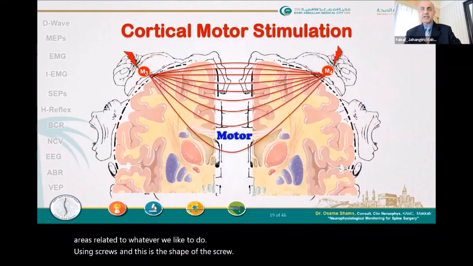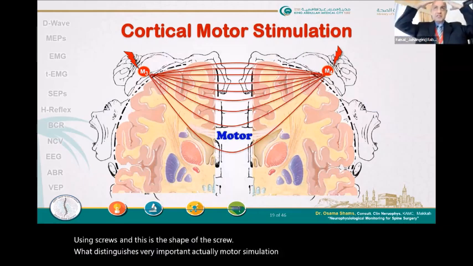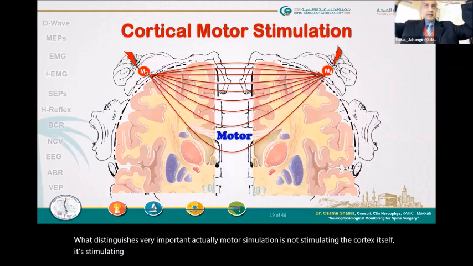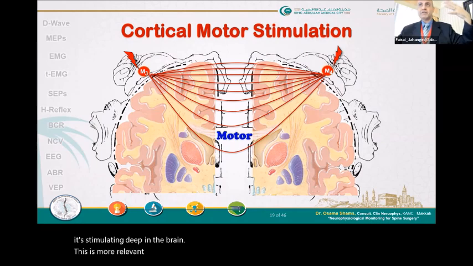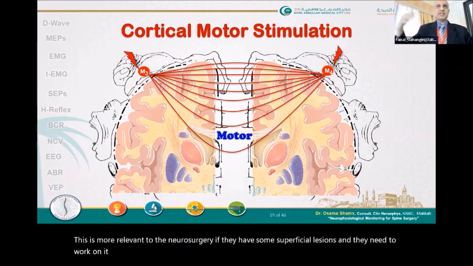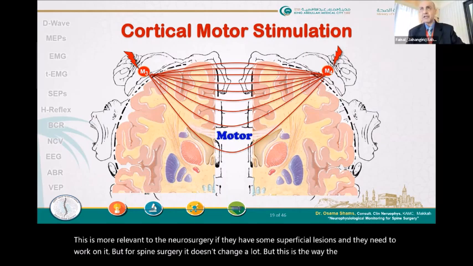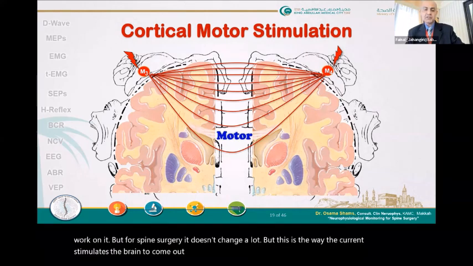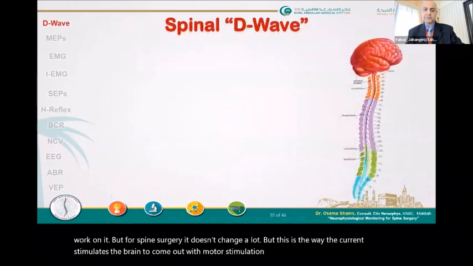Motor stimulation is very important. Actually, motor stimulation is not stimulating the cortex itself, it's stimulating deep in the brain. This is more relevant to the neurosurgery if they have some superficial lesions and they need to work on it. But for spine surgery, it doesn't change a lot, but this is the way the current stimulates the brain to come out with motor stimulation or motor evoked potentials.